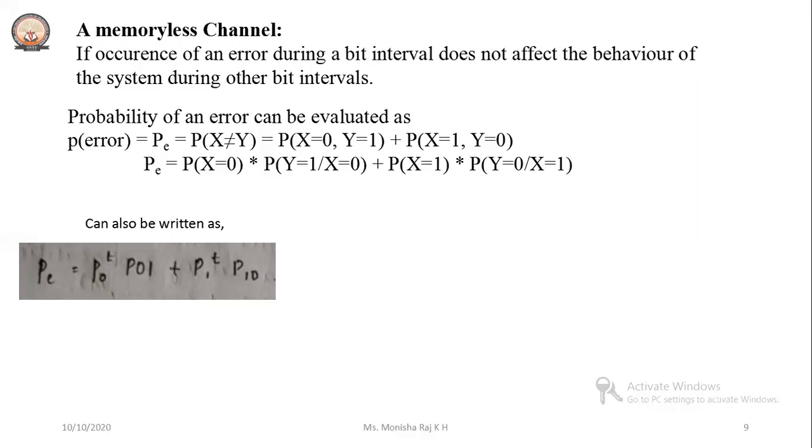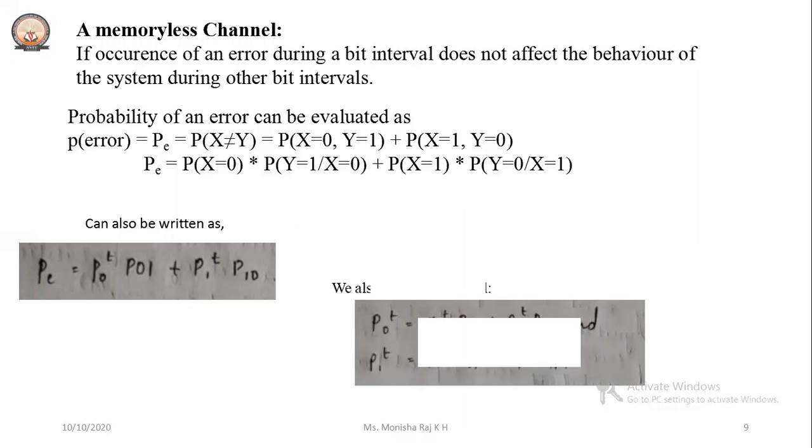Next we have one more thing where we can generalize this equation as when a 0 bit is transmitted, what happens, and when 1 bit is transmitted, what happens. So when 0 is transmitted, P0R equal to P0T into P00 plus P1T into P10. But when 1 bit is transmitted, we get P0T into P01 plus P1T into P11. This is for a memoryless channel.